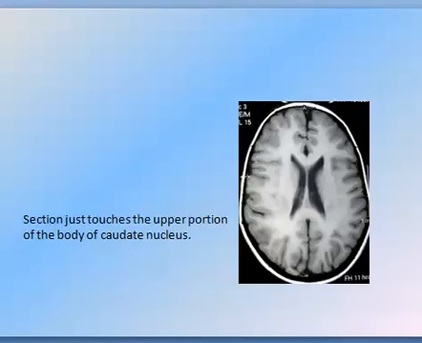Here in this one, the section touches the upper portion of the body of the caudate. This is the caudate, and this is part of the caudate touching the frontal horns. Remember that the big sulcus on the parietal region is the central one, and the frontal one is the superior frontal gyrus, and that buckled area is the cingulate gyrus medially on either side.